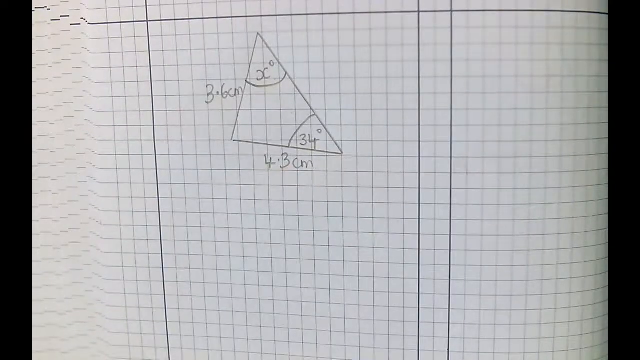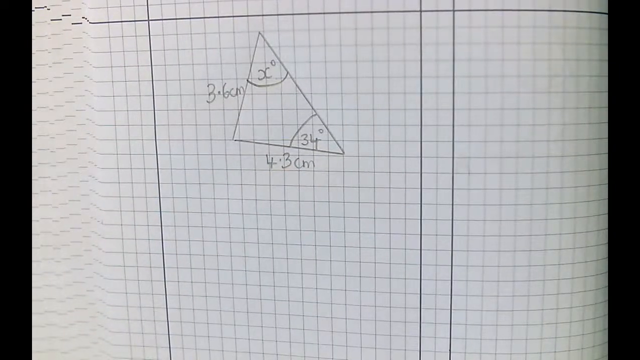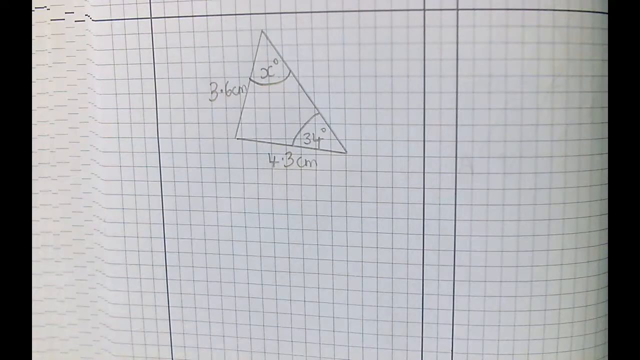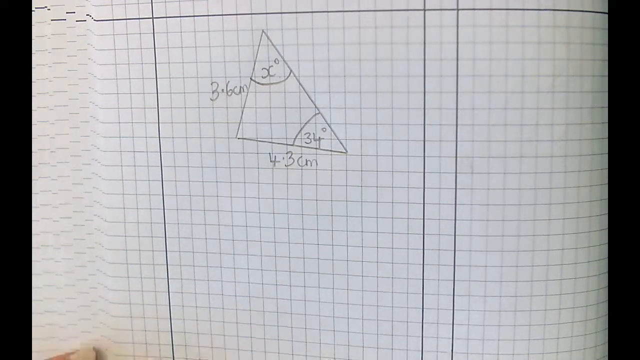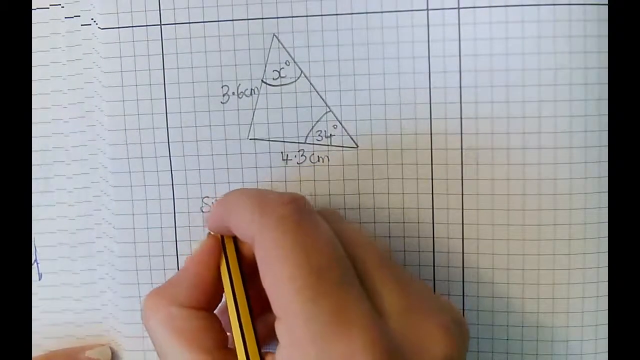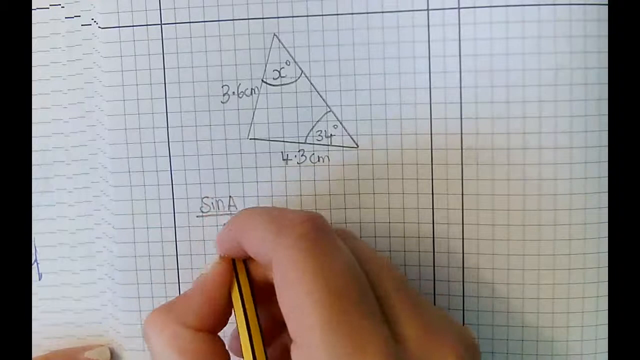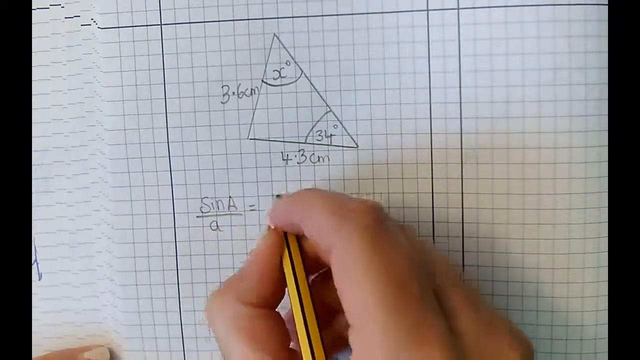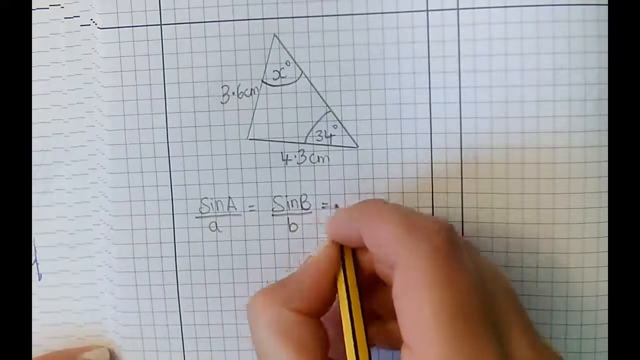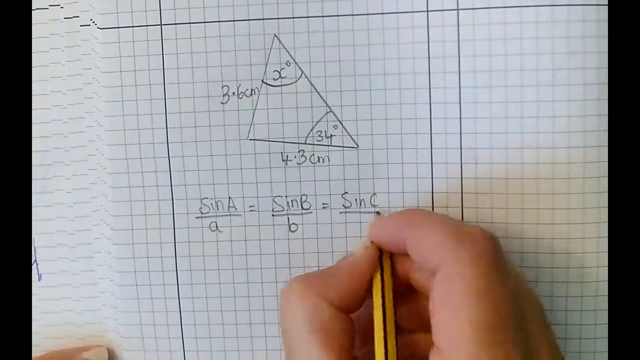In this example, you will notice that x is now an angle, so I'm being asked to find a missing angle instead. So this time round, I want the angles in my numerator. So again, I'm going to write the sine rule where the angles are now in the numerator. So sine of A over A must be equal to sine of B over B, which is equal to sine of C over C.